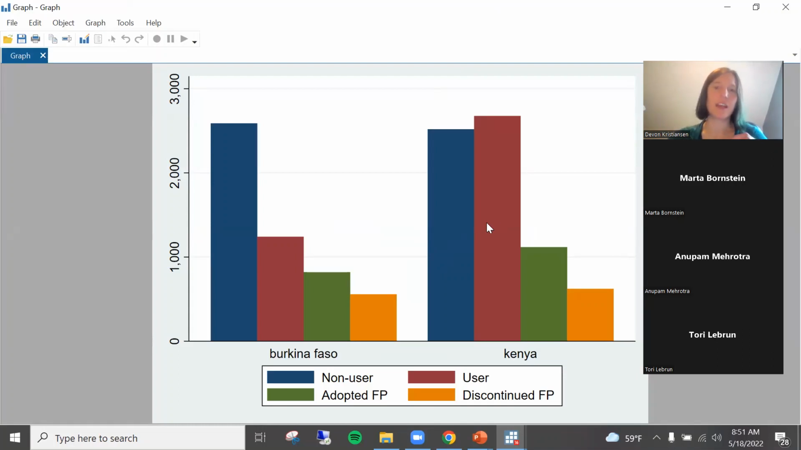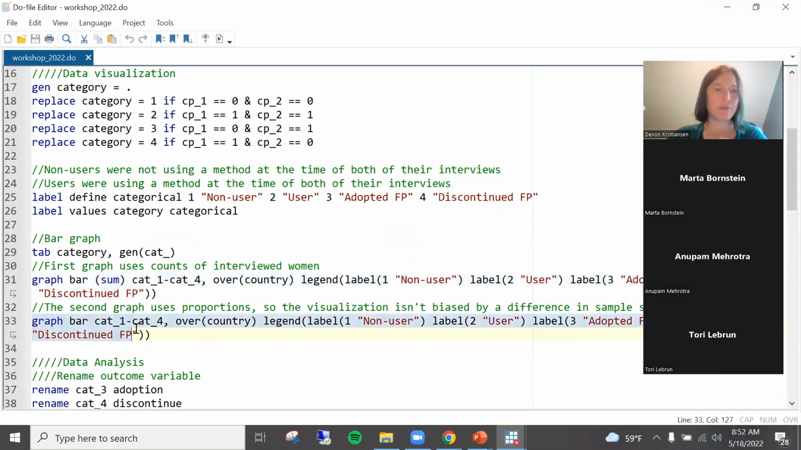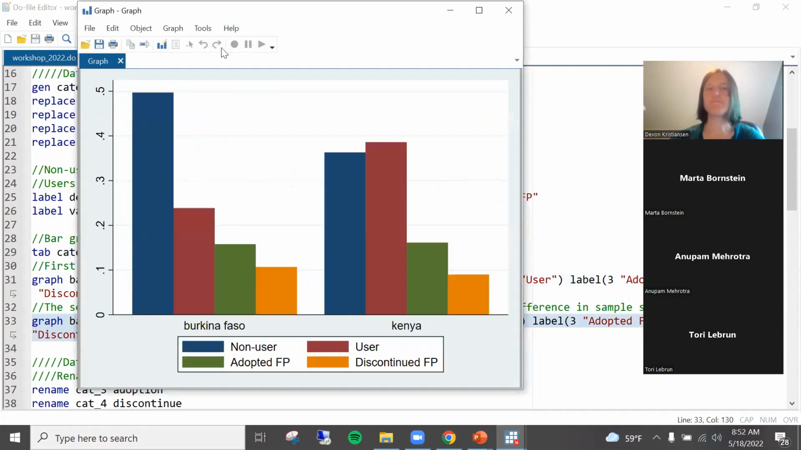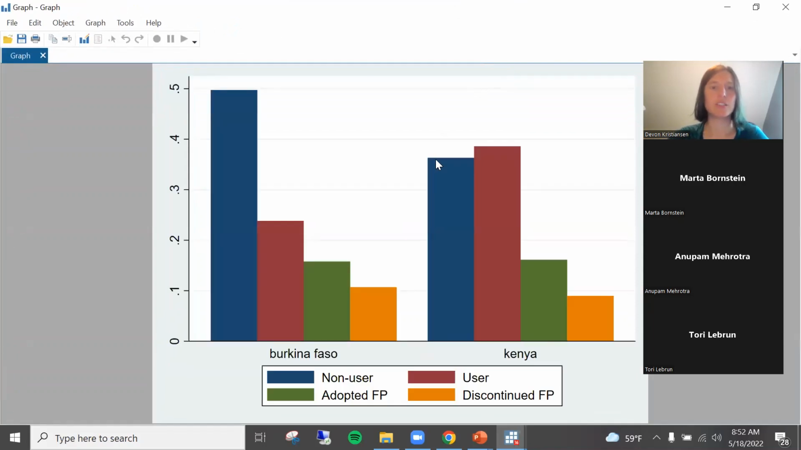And I just wanted to demonstrate the differences between these 2 graphs, that it really matters to make sure to graph proportions because these will look a little different if we're not using the sums. So as you can see, the non-users are a huge portion of Burkina Faso, but you still see quite a bit of movement in both countries. In both countries, you have a comparable segment of these women who adopted or discontinued. But again, these are unweighted proportions.